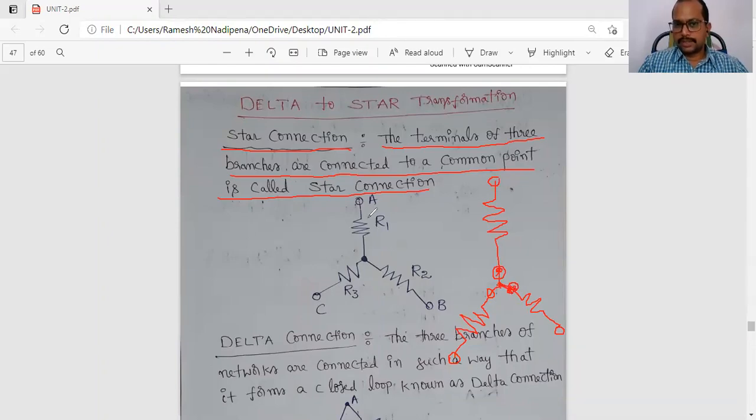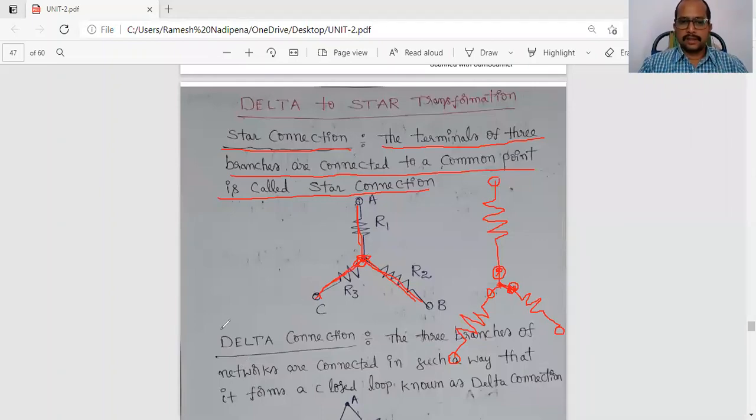Very simple. Now see here. One terminal of R1 is connected to one point, one terminal of R2 is connected to the same point, and one terminal of R3 is connected to the same point. That means the terminals of three branches, branch 1, branch 2, branch 3, are connected to a common point. This is the common point. It's called star connection. So that is the definition of star connection: the terminals of three branches are connected to a common point.